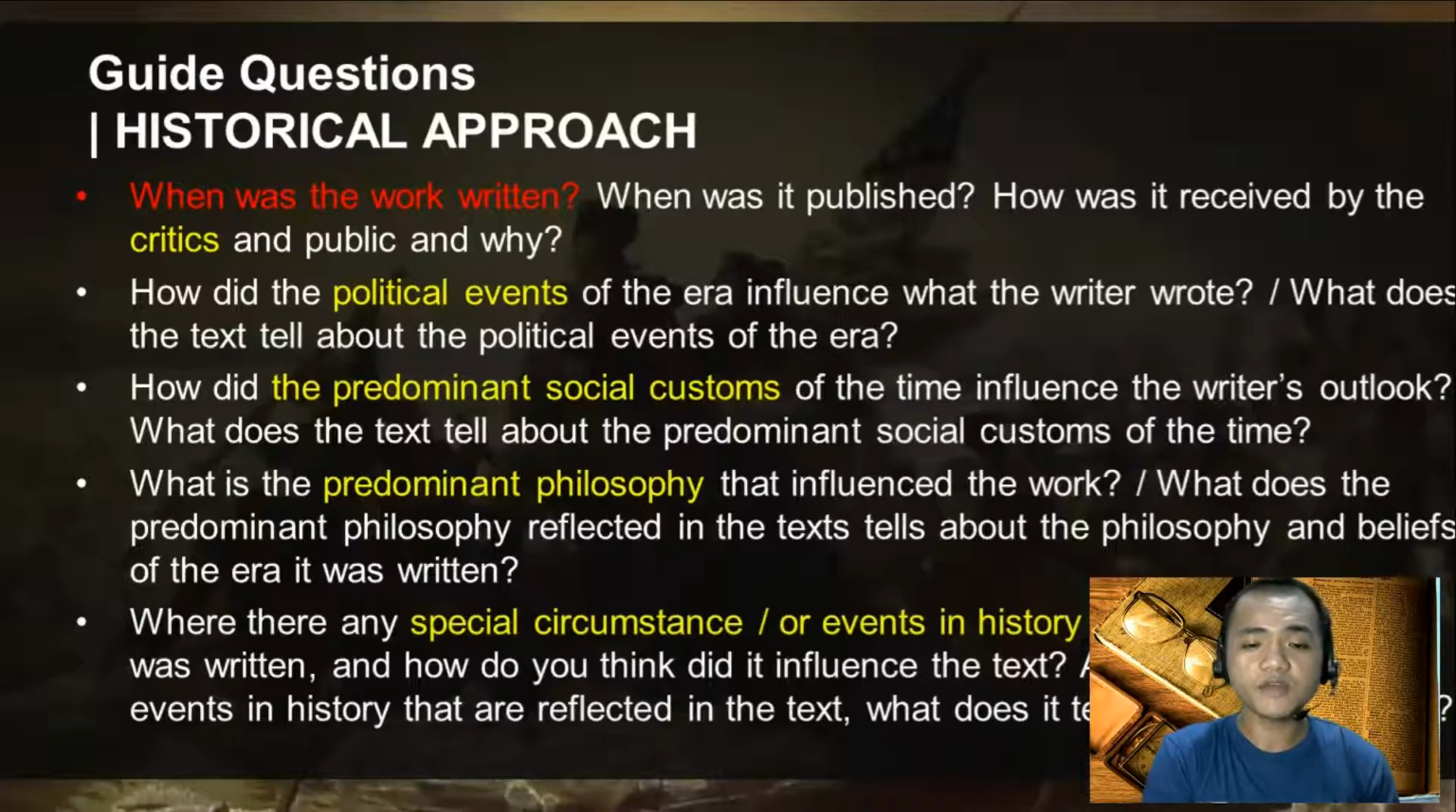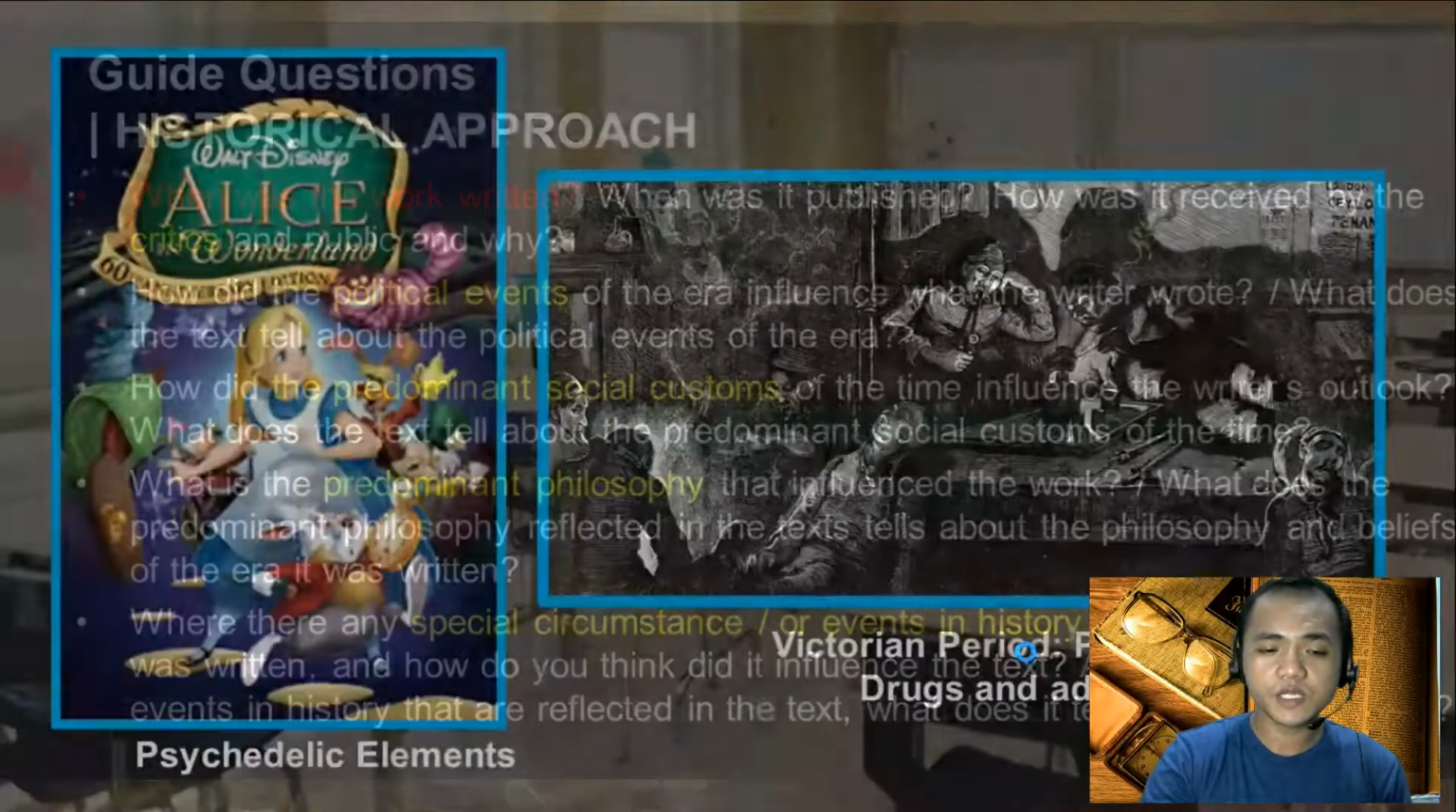Are there any special events in history that are reflected in the text? What does it tell about these events? So if you can see in the highlighted words in the question, the first highlighted one is the political events. We could ask about the political events. We could ask about the predominant social customs. We could ask about the predominant philosophy. And we could ask about the special circumstance or the special event that happened in history.